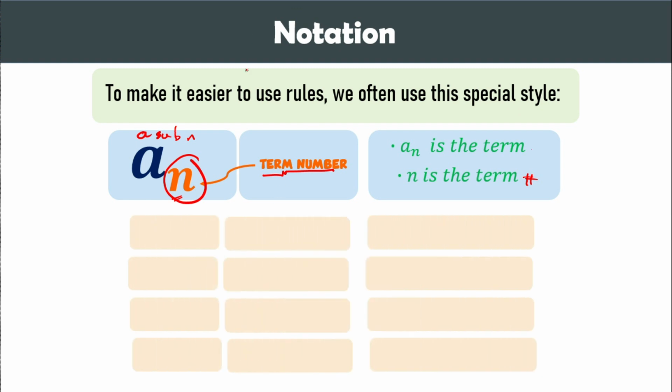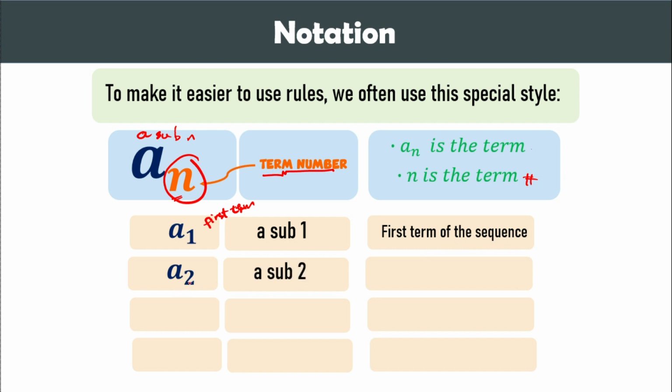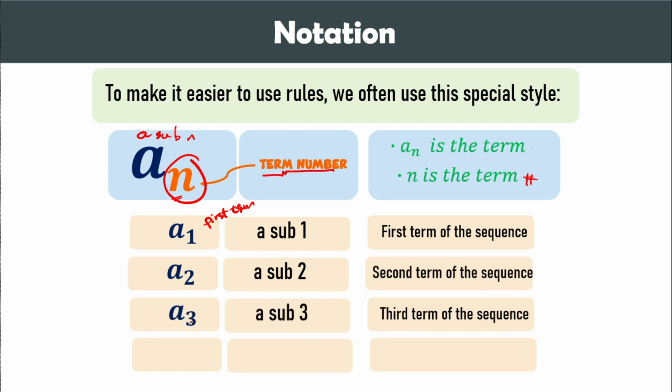Okay, let's have the example. So the first term, a sub 1, is the term. This is the first term, and it can be read as a sub 1. So that is the first term of the sequence. We have here a sub 2, the second term of the sequence. A sub 3, the third term of the sequence. A sub 4 is the fourth term of the sequence.